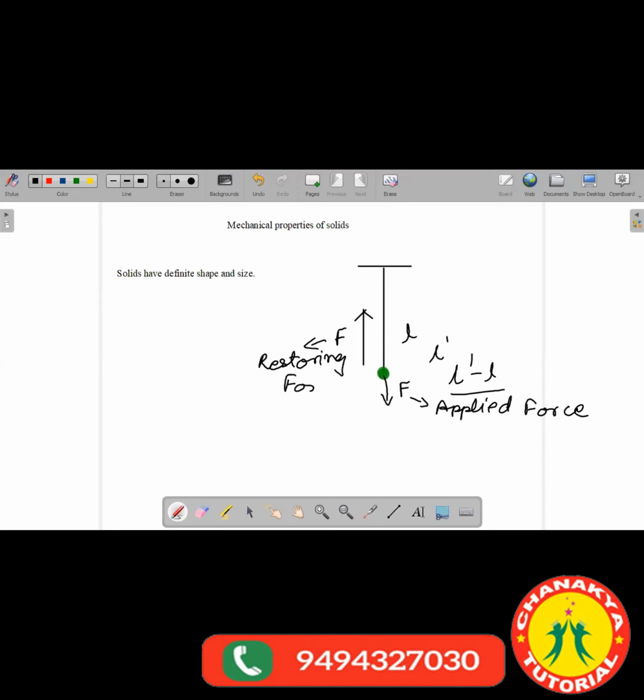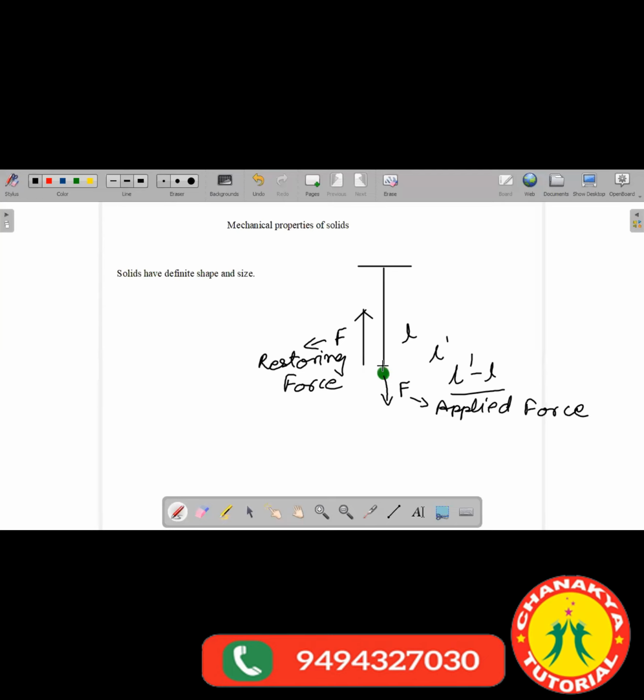Now, depending on the restoring forces, we define how much will be the extension produced. Generally, the applied force should be equal to the restoring force, but sometimes it may happen that the applied force is greater. And if the applied force is greater, it will be an unstable situation. To overcome that situation, an extension will be produced in the spring. Sometimes compression will be produced. So depending on that.